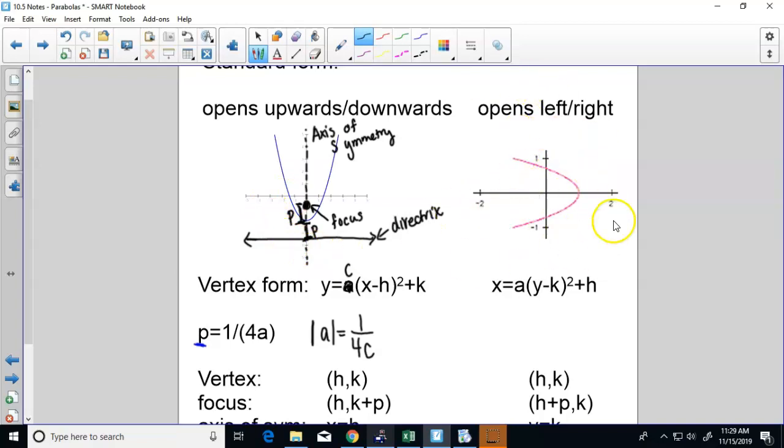If the parabola opens left or right, your focus is still on the inside, so this would be your focus. And then your directrix is this line on the outside. And of course, the line of axis of symmetry is that line that you could fold the parabola in half for. Okay. Questions? I think it kind of makes more sense once we start doing problems.